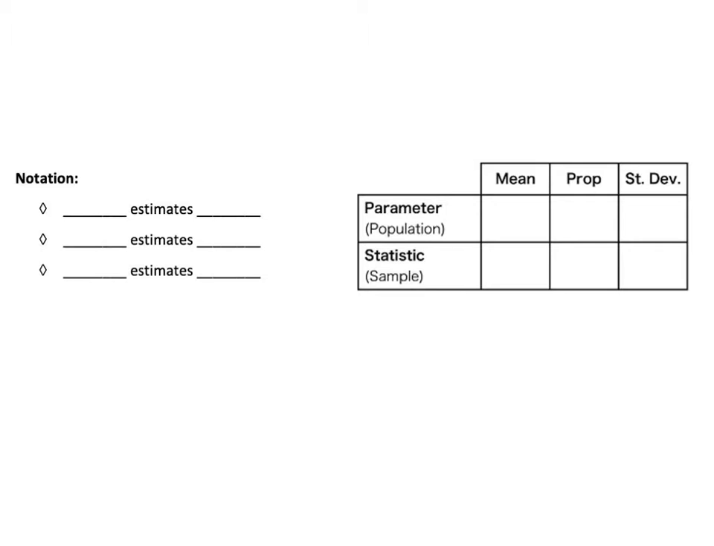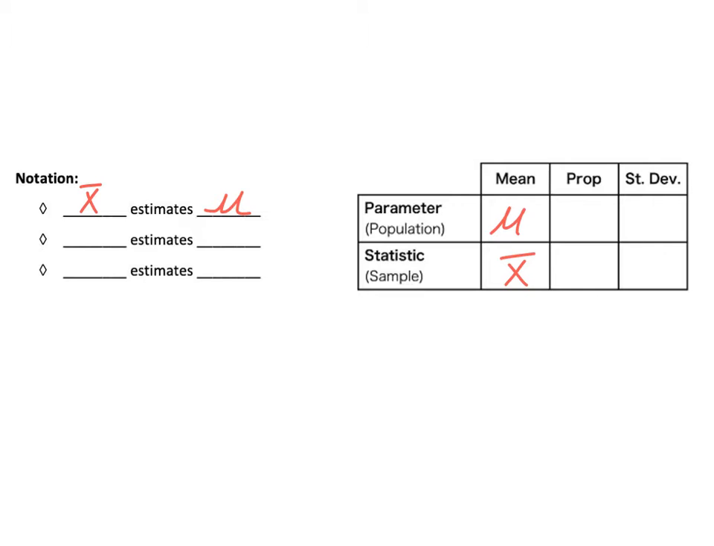We have a different notation that we use for statistics and parameters to help us differentiate between the two. First of all, when we're talking about a mean, we use x bar, and x bar is estimating our population mean. So I'll put this over here. This one is our statistic, x bar, and mu is our parameter.